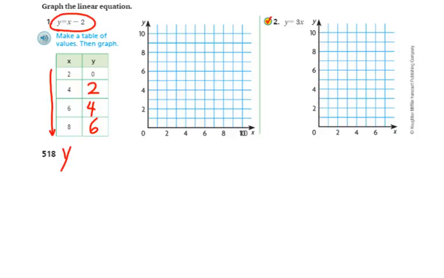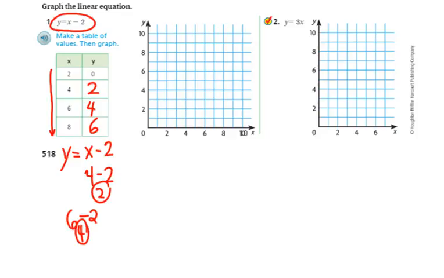So if I'm using Y equals X minus 2, and I said, what if X is 4? Well, let's put in a 4. Minus 2, and I get a 2. That appears there. Well, if I use a 6, 6 minus 2 is a 4. Put that 4 in there. 8 minus 2 is 6. I now have my X, Y values.